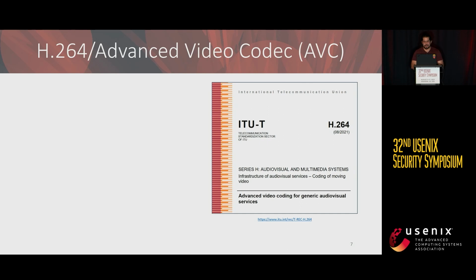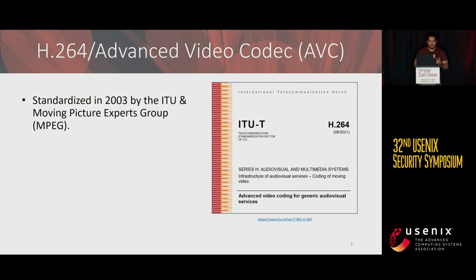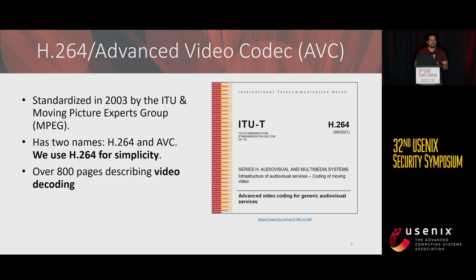Before I explain what can go wrong, let me first introduce the basics of H.264. H.264 was standardized in 2003 by the ITU and the Moving Picture Experts Group, or MPEG. And because of these two groups, it has two different names, H.264 and AVC, but we just use H.264 for simplicity. And the spec itself is over 800 pages describing how to decode a video, or essentially going from a compressed bitstream to the frames that we see. And we chose H.264 because it's supported on practically all modern devices.